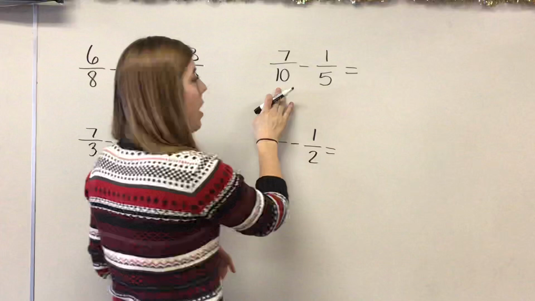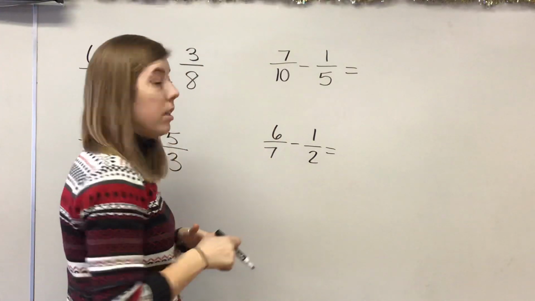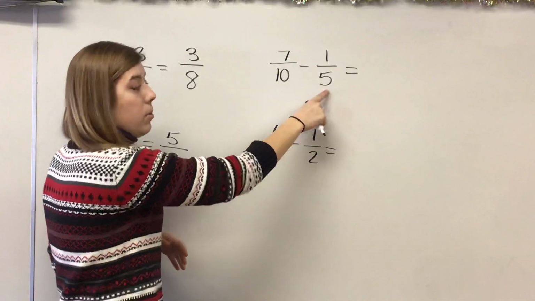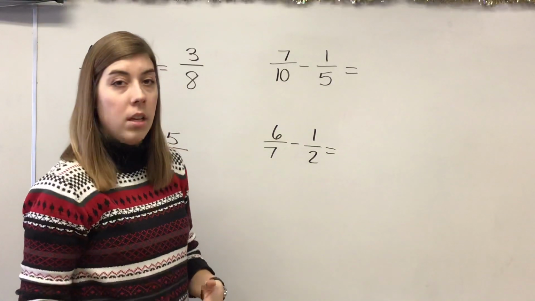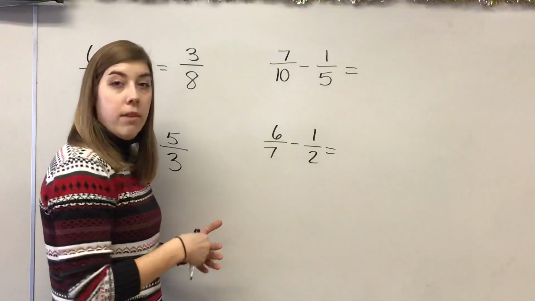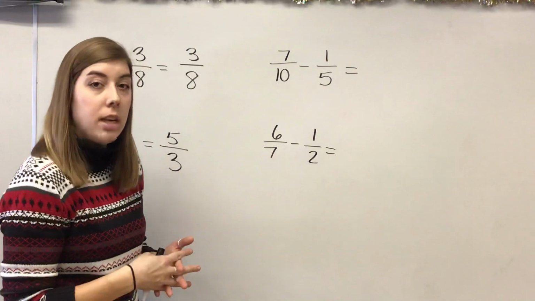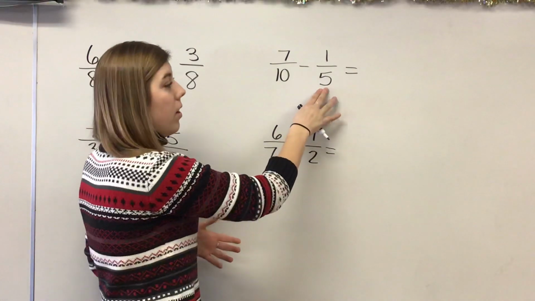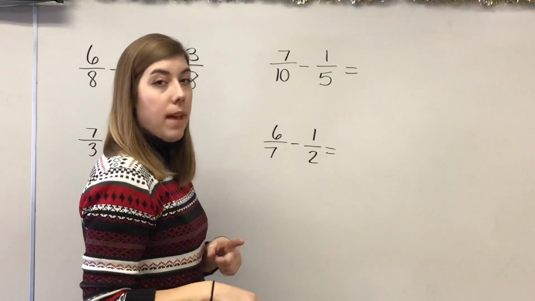Over here we have another one, except this time you're going to notice that the denominators are different, okay? This one's in tenths, this one's in fifths. Until we get the same denominator, we cannot subtract these. So I'm going to use what I know about equivalent fractions to change that denominator so that we can subtract it. Okay, I'm going to change the fifths into tenths by creating an equivalent fraction. Video on that if you need help.